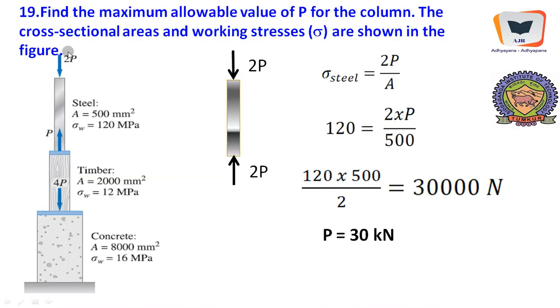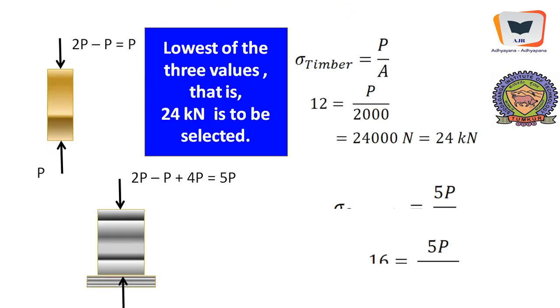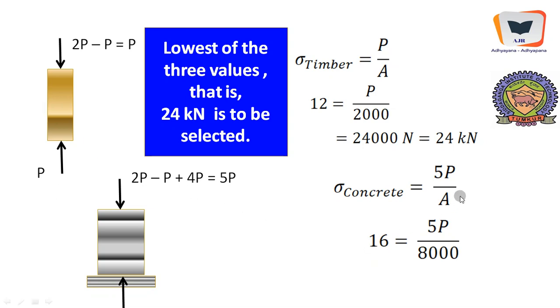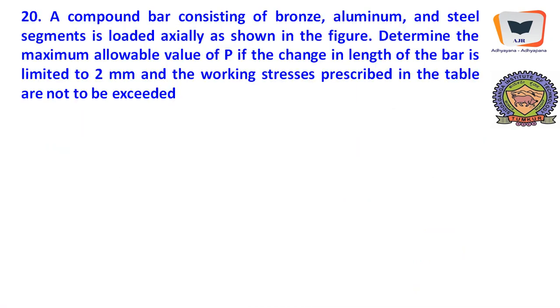And if you consider concrete, it is 2P minus P plus 4P. So that becomes 5P divided by A. Therefore the allowable permissible stress in concrete is given to be 16 MPa. So if you apply this, it's a straightforward problem anyway, but the point to be taken from this problem is that the lowest of the three values, that is 24 kilonewton, is to be selected. And if we apply 24 kilonewton as the value of P, even concrete will be safe, the timber portion will be safe, and the top portion of the material will also be safe.